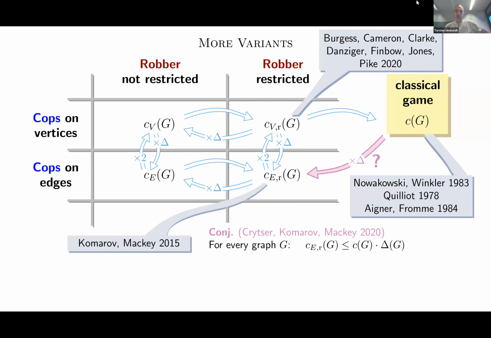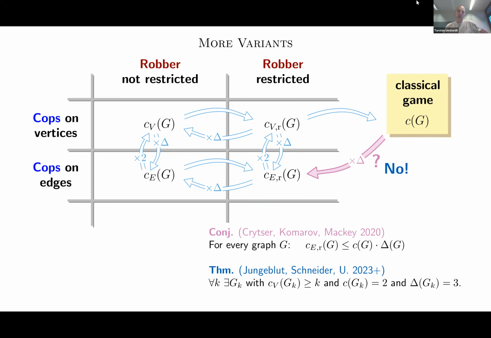Okay. Now, I want to answer this question. I want to show you the solution to this conjecture. And the answer is no. And actually, it breaks in the worst possible way. We prove that for every k, there is a graph whose vertex cop number is k, but whose classical cop number is just 2, and the maximum degree is just 3.